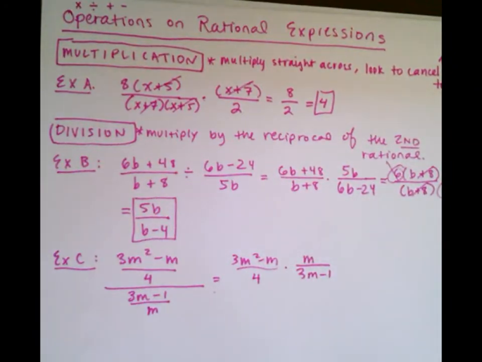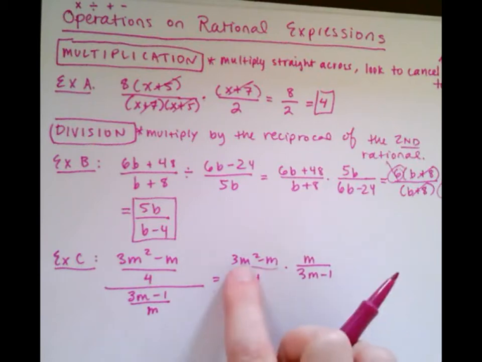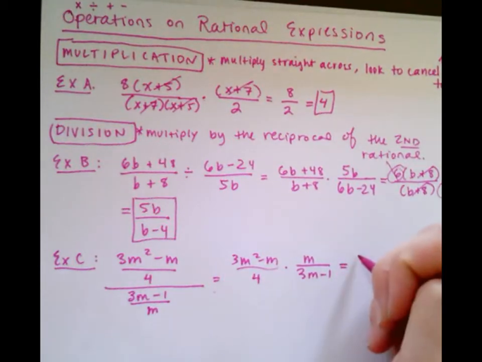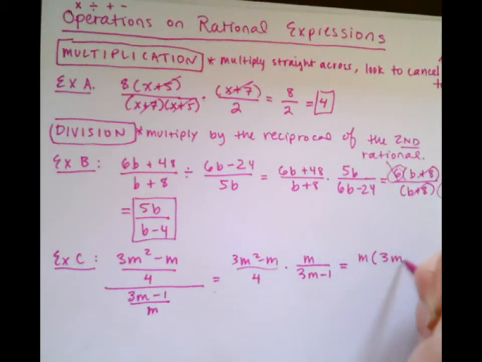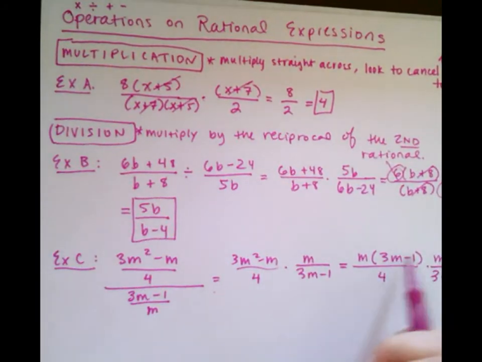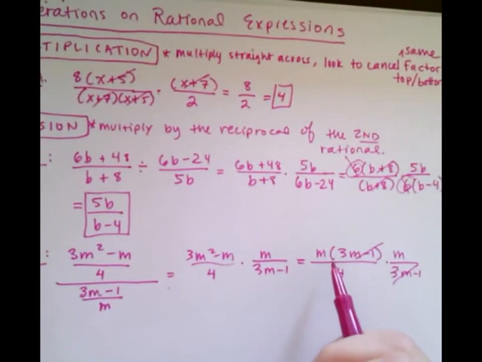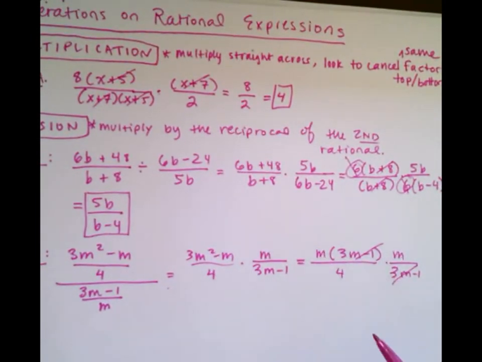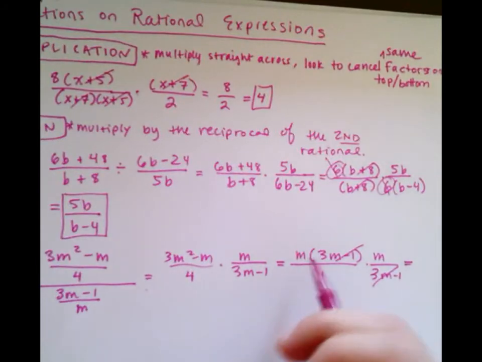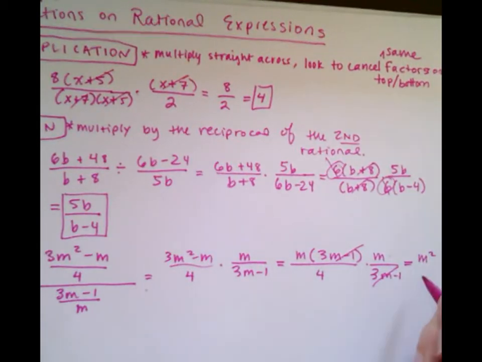Now I'm looking to see if I can potentially cancel something. I'm looking right here because I see I have an m squared and an m, so I'm going to take out that GCF. And now I see I have a 3m minus 1 here and 3m minus 1 here. These are both m's, but they're both on the top, so I can't actually cancel them. So all I'm going to do now is multiply straight across. m times m is m squared, and 4 times 1 would just be 4. So my final answer would be m squared over 4.